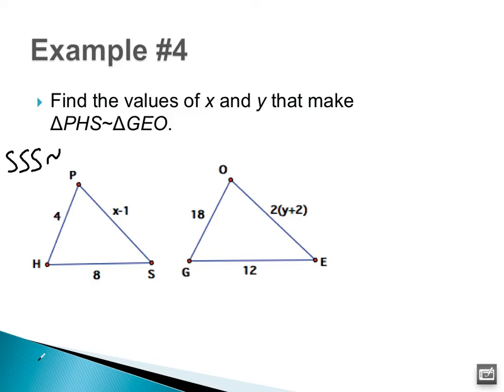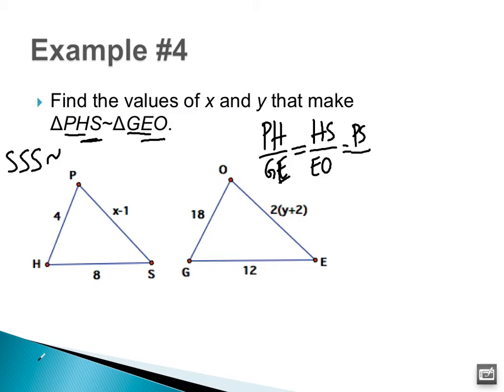From our similarity statement, we know PH should be proportional to GE, so PH over GE, I'm sorry, I think I said O. And then we have HS should be proportional to EO. And then finally, PS should be proportional to GO. Remember to always go off of the similarity statement. You can't just guess from looking at the figure.